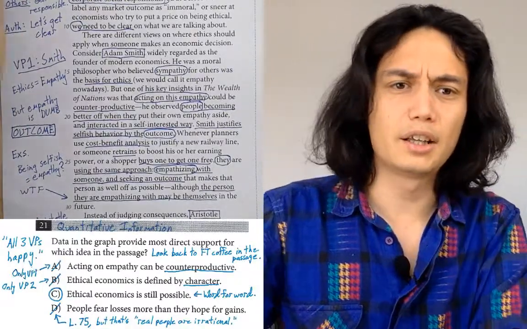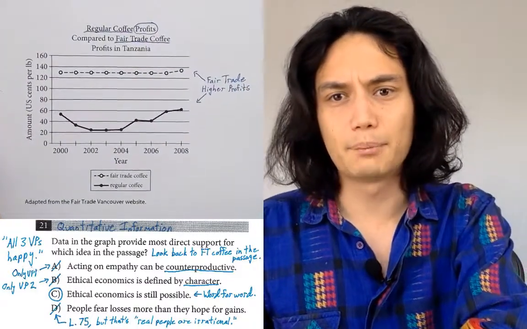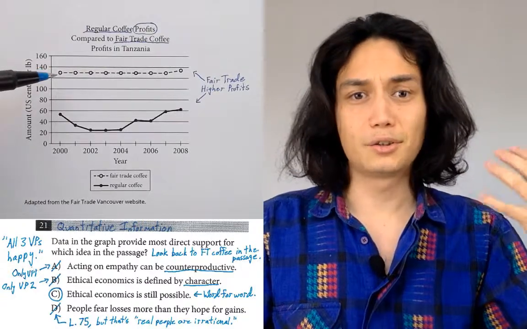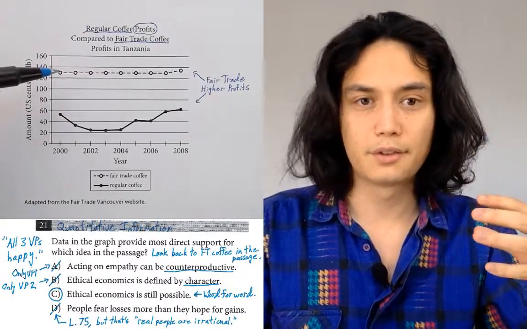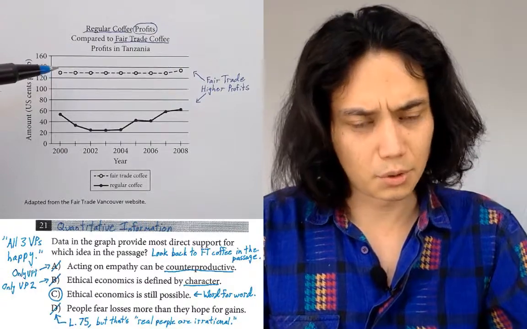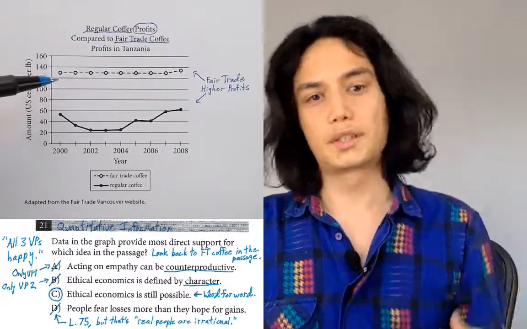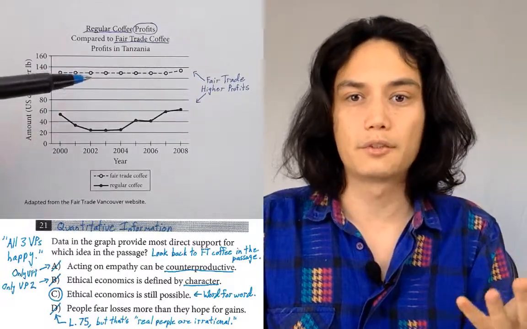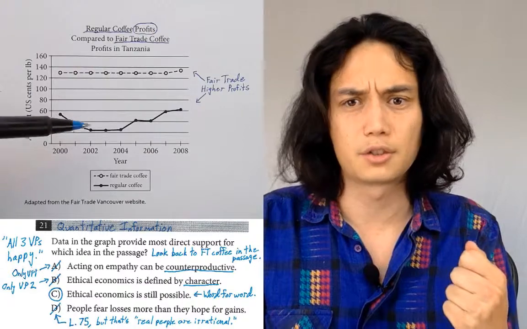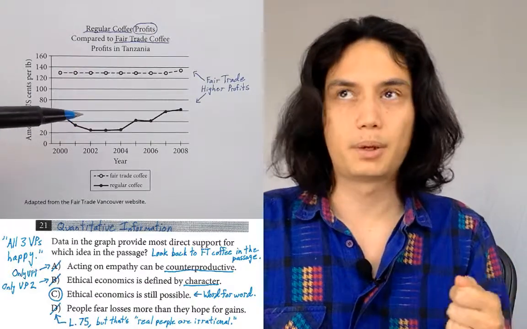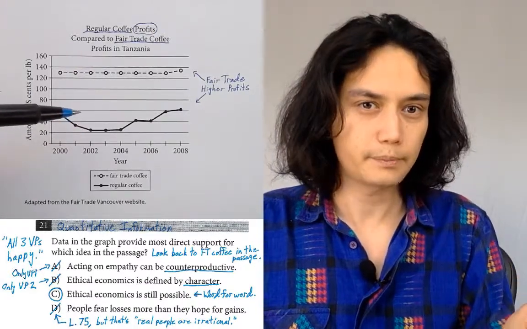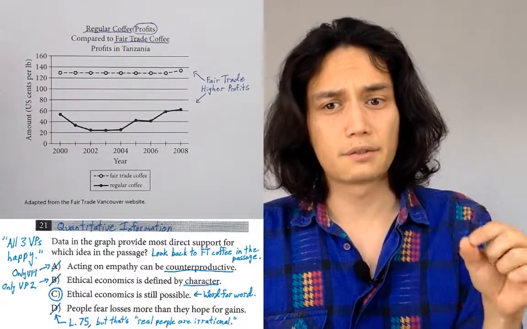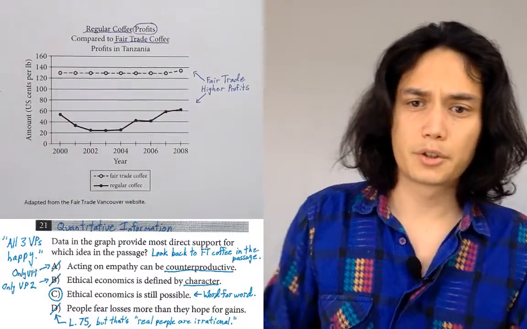Well, that's not what's going on in the graph. The graph is an example of how being empathetic is great. You're being empathetic, you're doing fair trade stuff. Adam Smith, Aristotle's happy because you're being virtuous and kind and giving, and it's not counterproductive at all. In fact, it's a better way to make profits than being totally self-interested and doing the regular coffee stuff and not paying your workers and being a horrible boss. All right, so answer choice A is wrong both structurally and on the merits of the specific claim. Let's look now at answer choice B.